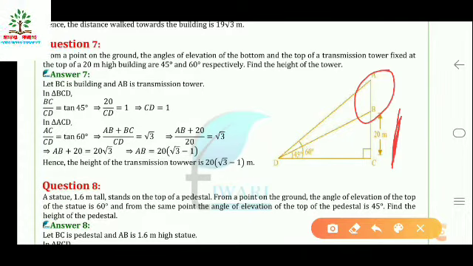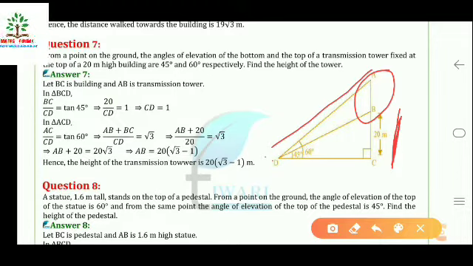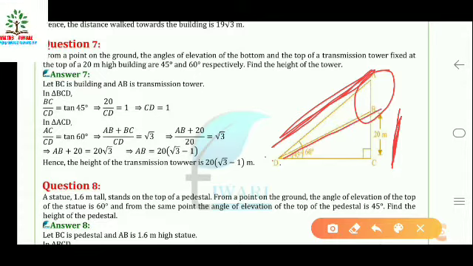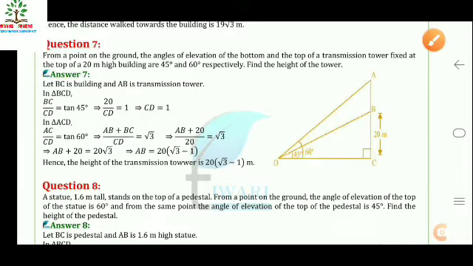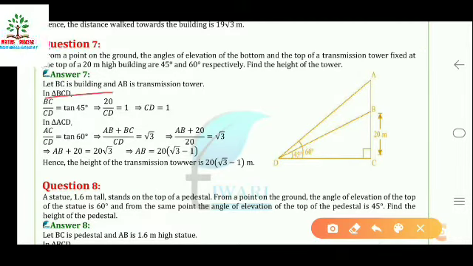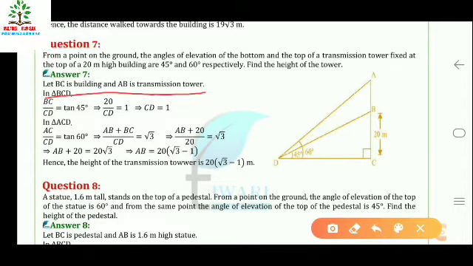Now from the point D on the ground, the angle of elevation to the top of the building and to the top of the tower are 45 degrees and 60 degrees. So let BC be the building and AB be the transmission tower. In triangle BCD, first we are taking this triangle, we have two triangles here.